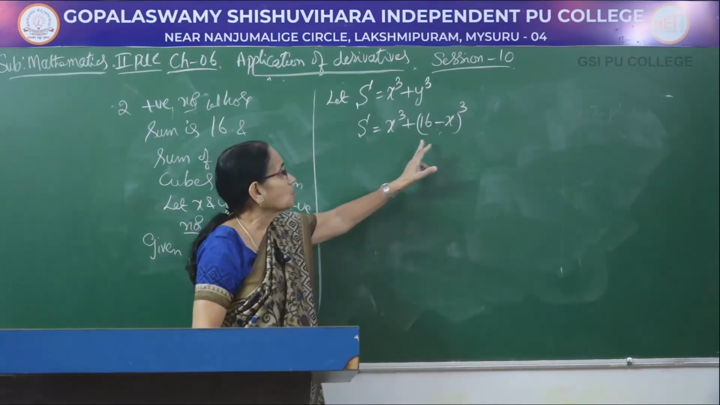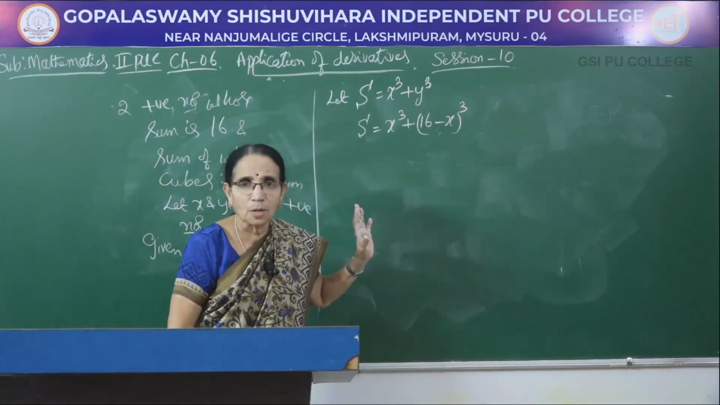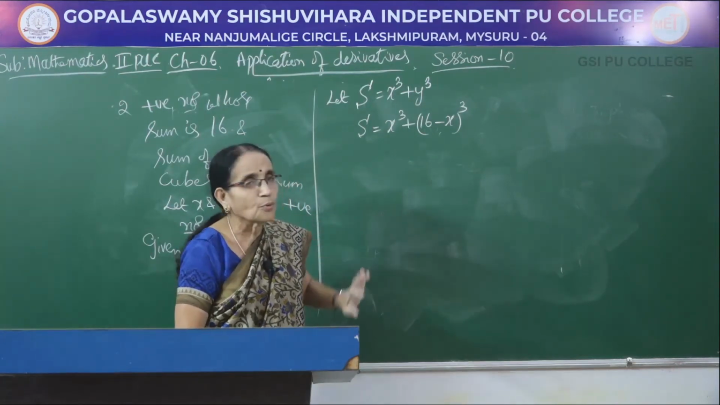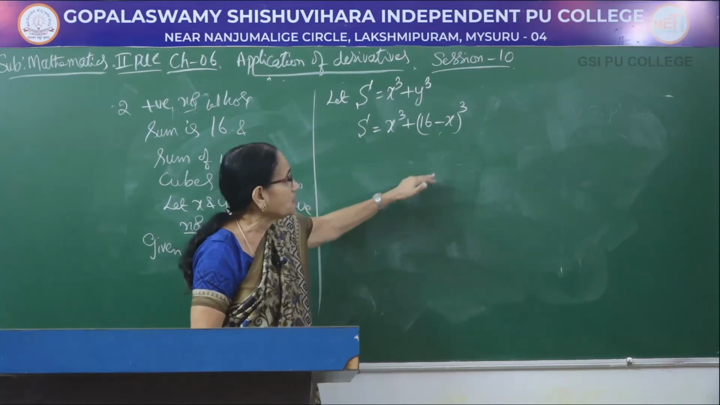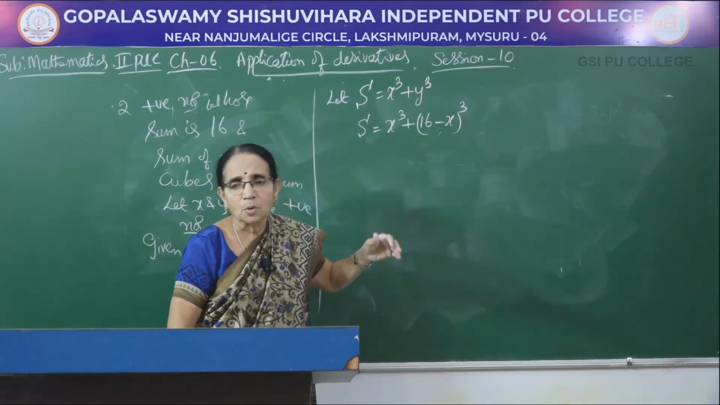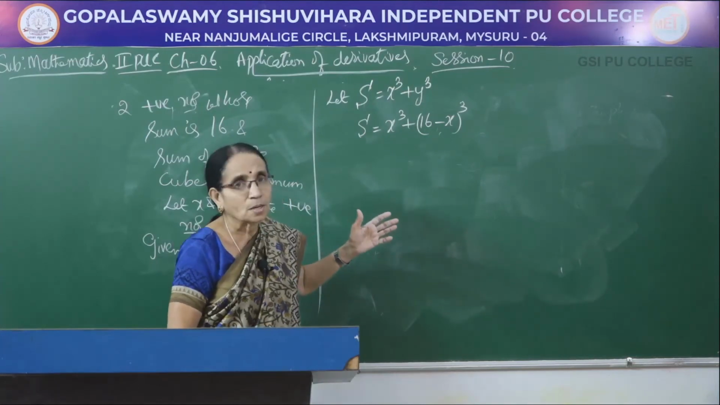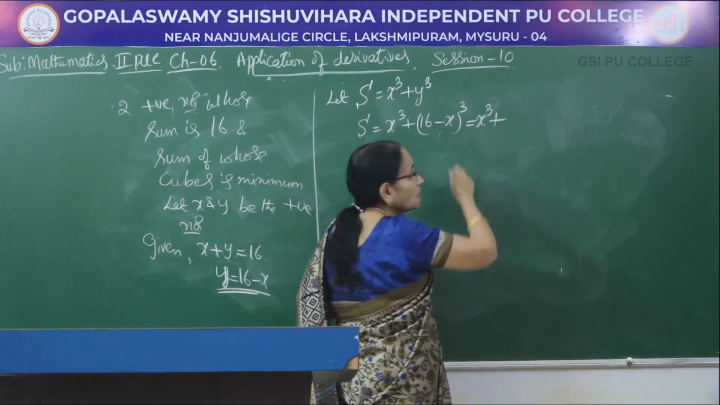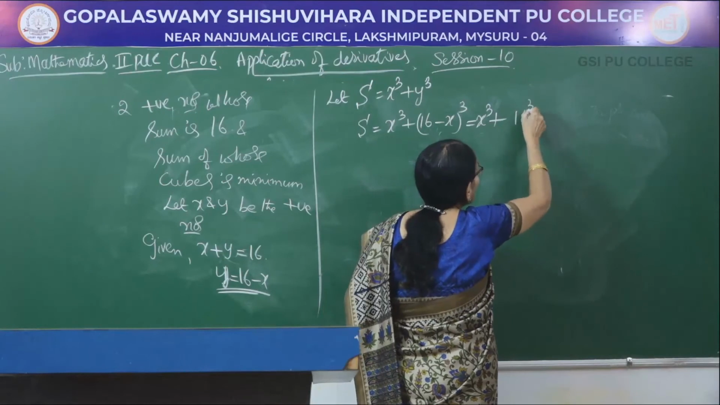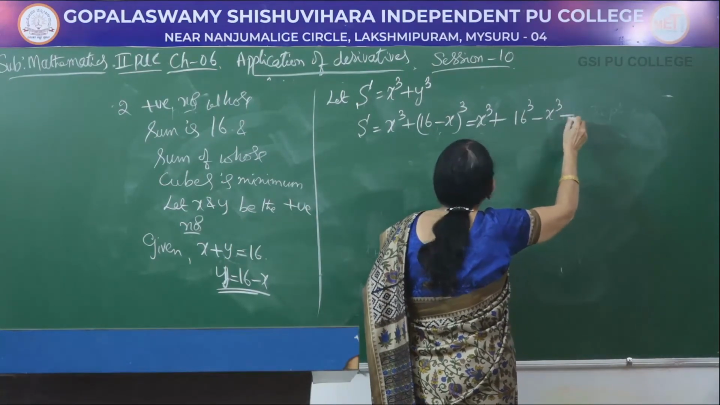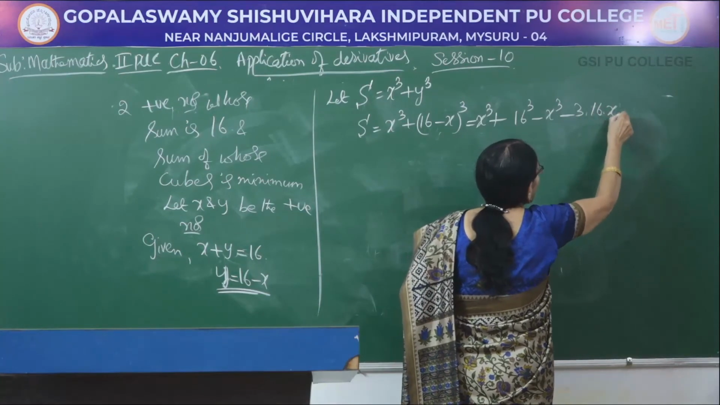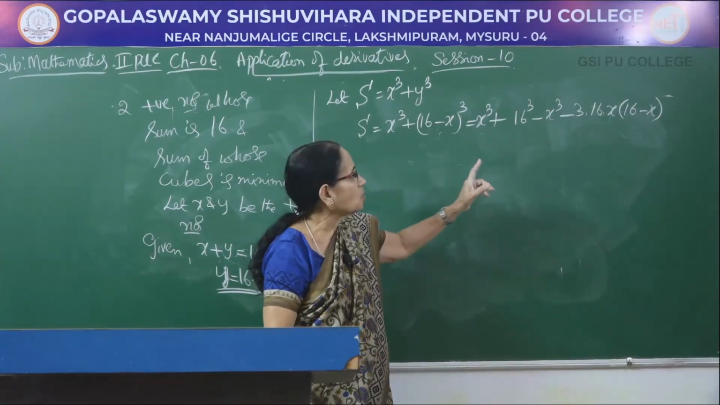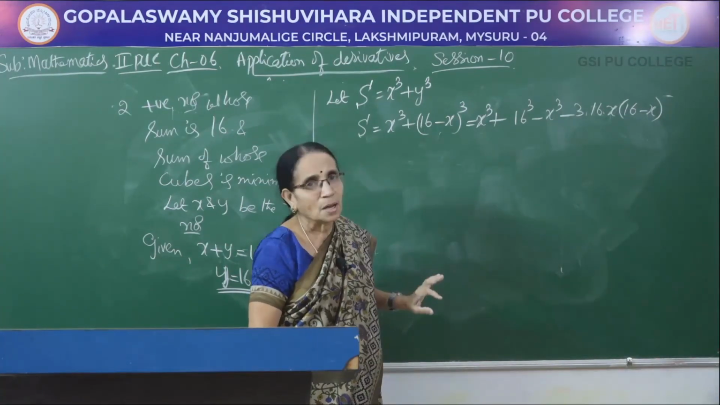Here, if you know the formula correctly, a minus b whole cube, you can expand and simplify the function at this stage itself. Then you can go for differentiation. Or else, taking this as a composite function, you can do the differentiation. Both ways you get the same answer. Suppose you expand this one. A minus b whole cube is a cube minus b cube minus 3ab into a minus b.